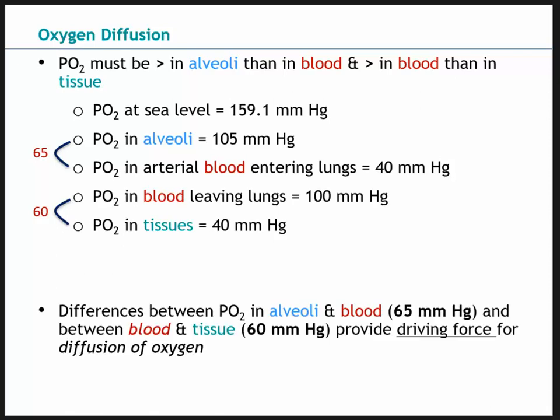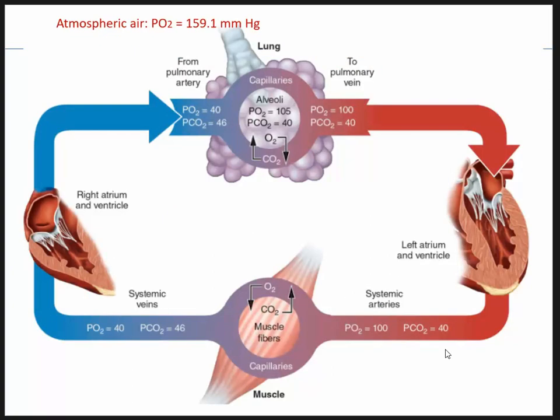So to sum it up, the difference between the PO2 in the alveoli and in the blood we said was 65, and the difference between the blood and the tissues is 60. This is the driving force. It's the pressure pushing oxygen into either the bloodstream or pushing oxygen into the muscle tissue. So this picture here will show all of that.